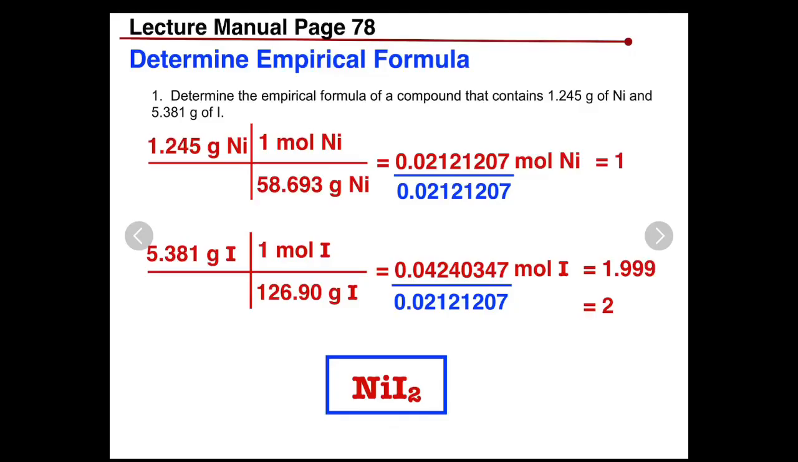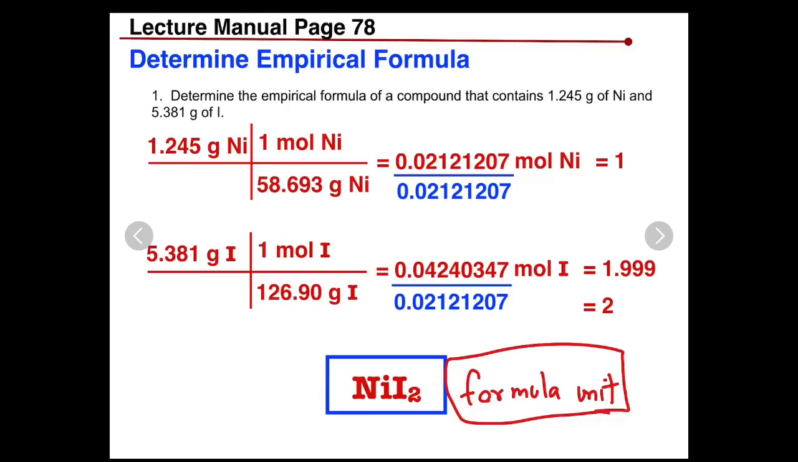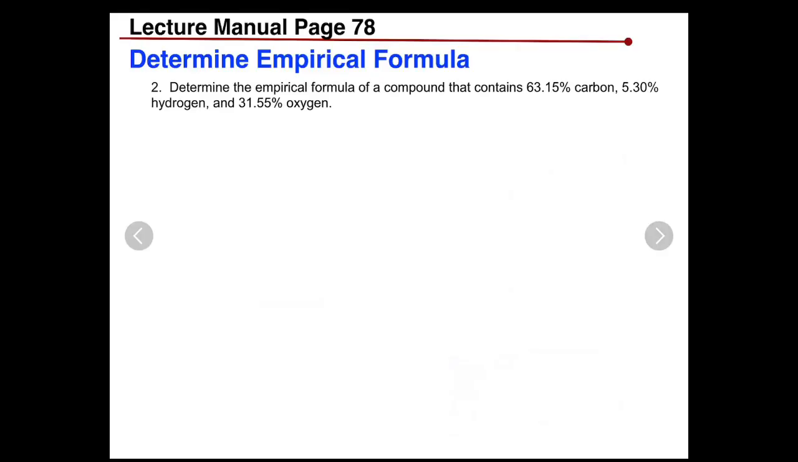Note that because these two are coming from the metal and non-metal, this empirical formula can also be called the formula unit, because this is the smallest unit of the ionic compound. You can do the same thing for a molecular compound that contains carbon, hydrogen, and oxygen.